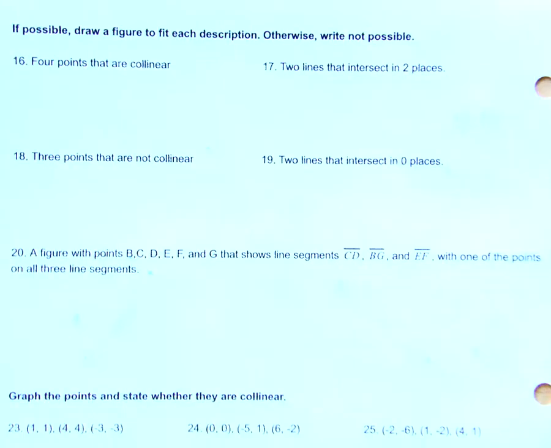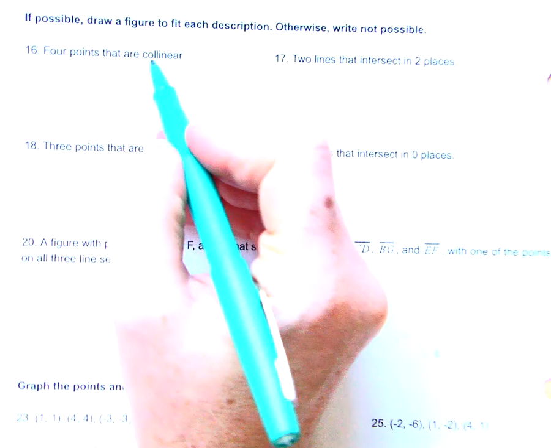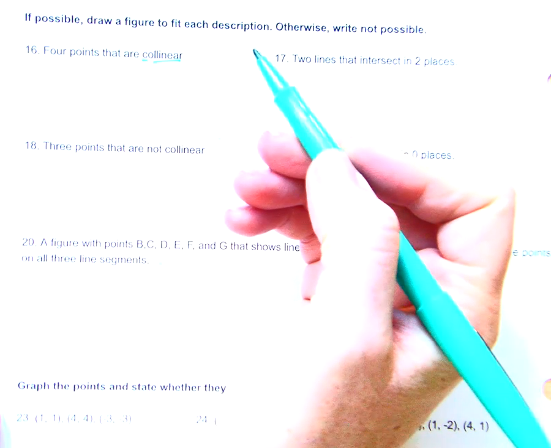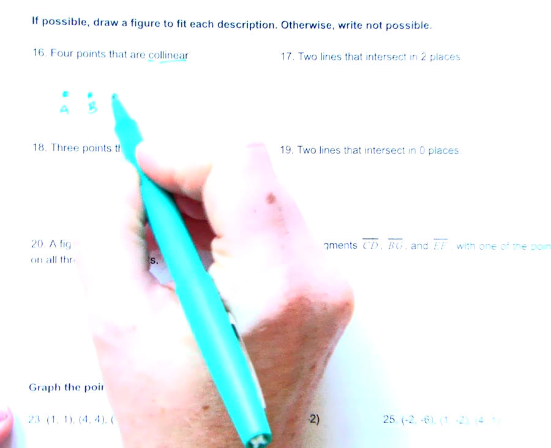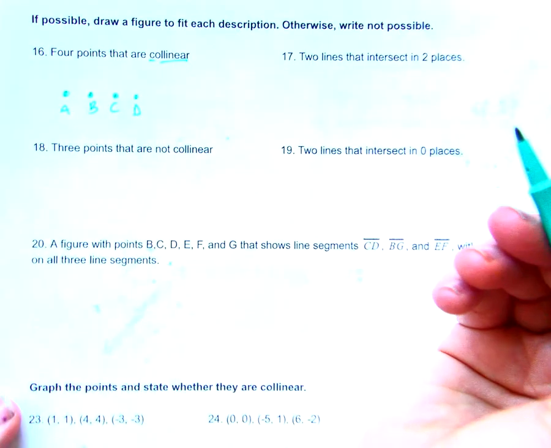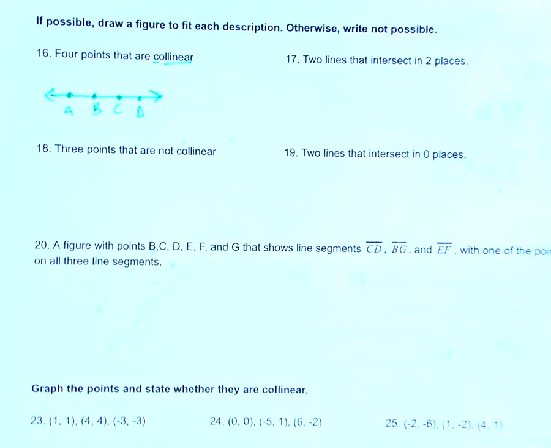Moving on. So the next section of homework, you were supposed to draw, if possible, a figure to fit the description. I will tell you that not all of these are possible. I think there's one that's not possible. So if you feel like it's not possible, it's probably not possible. So if I want 4 points that are collinear, remember collinear means on the same line, right? And I can pick anything I want. I'll be really boring and say, here's point A, here's point B, here's point C, here's point D, there's 4 points, and now they're all on the same line together. They are collinear.